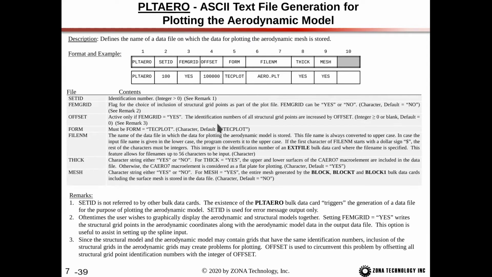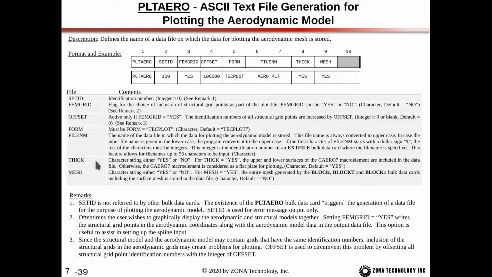This will add an offset to the ID numbers of the structural grid points. I never use the offset. I always leave it as 0 because for the TechPlot format it doesn't matter. The form must be TechPlot. ZEUS for this particular card doesn't support any other plot styles, so that just must be TechPlot. And then file name is the name of the data file on which the data is generated.